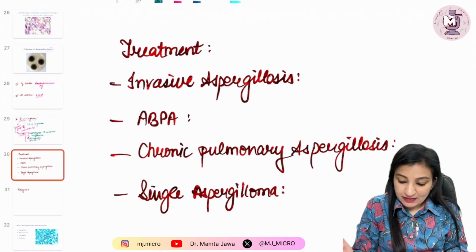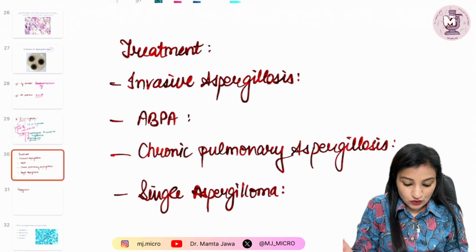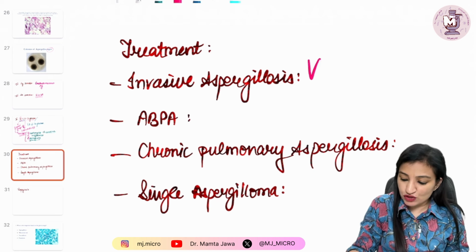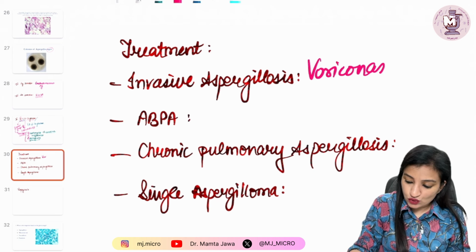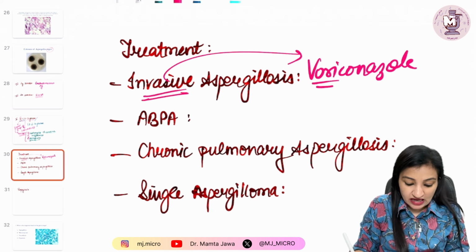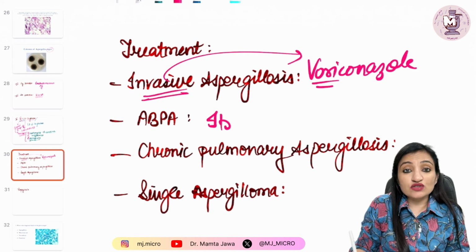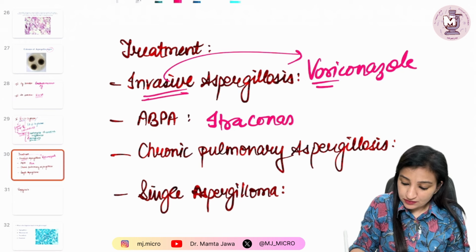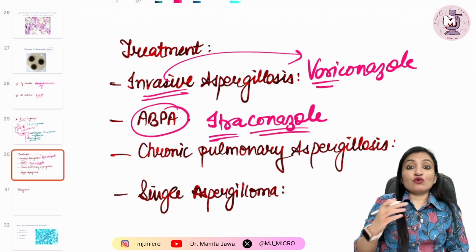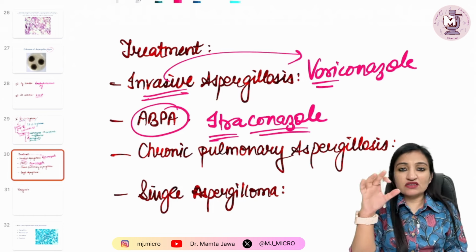Then for treatment, now for invasive aspergillosis what can we go for? For invasive aspergillosis the voracious drug to be used is voriconazole. So invasive disease is something voracious, dangerous, so voriconazole. What can we do for ABPA? Itraconazole. Okay? So ABPA is allergic bronchopulmonary aspergillosis, a lung condition.